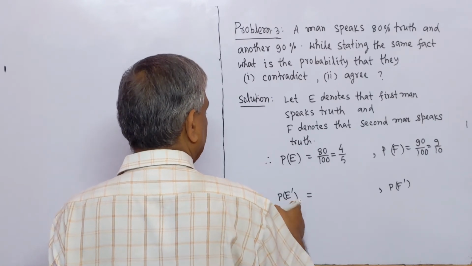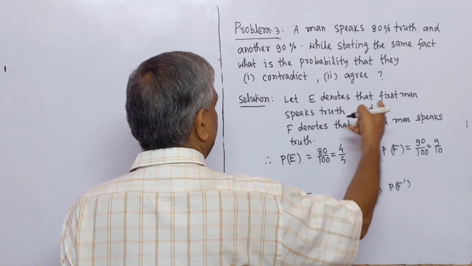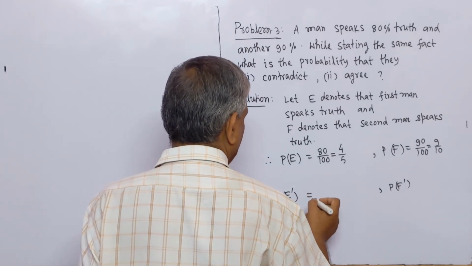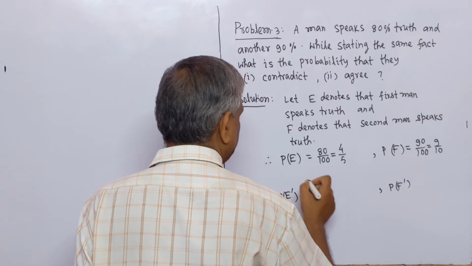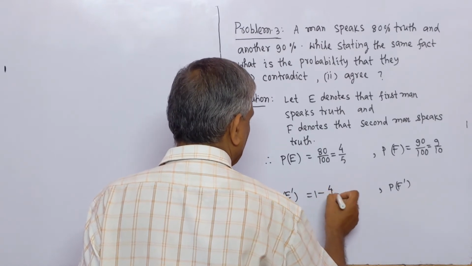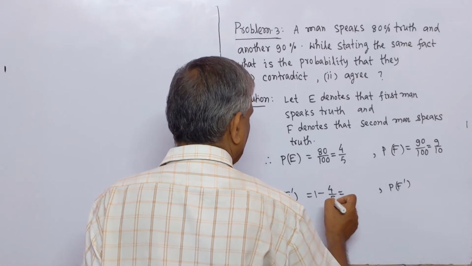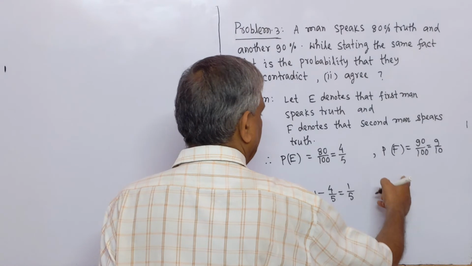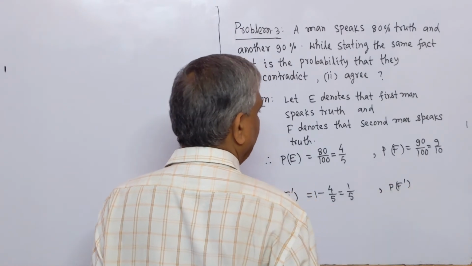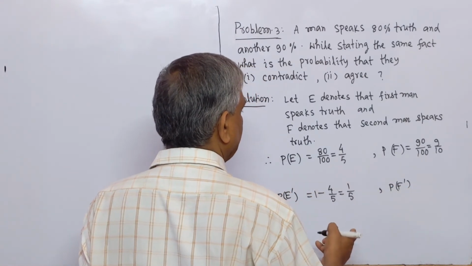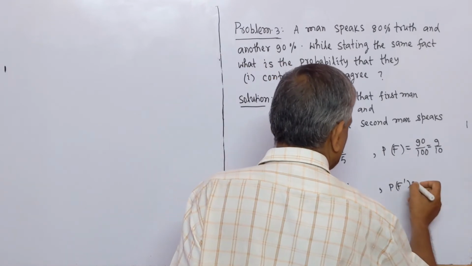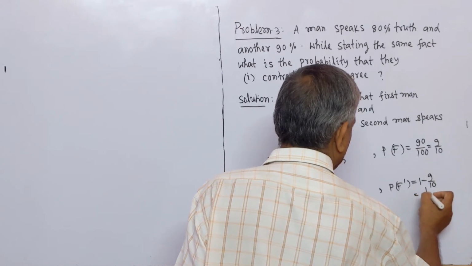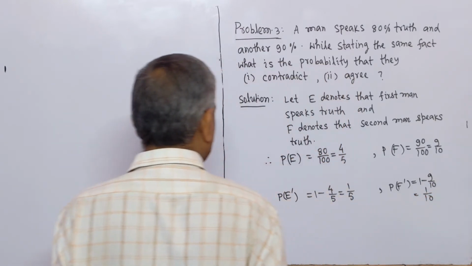Probability of E prime, means first man does not speak truth, will be 1 minus P(E). P(E) means 4 by 5, so it means 1 by 5. P(F prime) means second man does not speak truth. Probability of this will be 1 minus 9 by 10 means 1 by 10. Number 1.